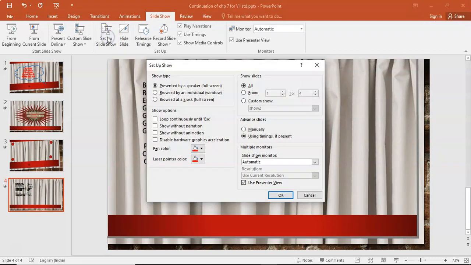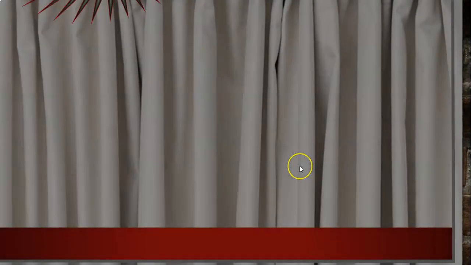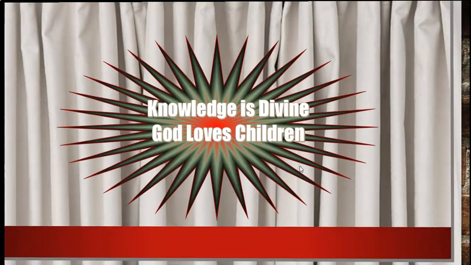What is this? Set Up Show, loop continuously if I want, and then say okay. Now children, here you have an option, custom show. Okay, I want to loop continuously the custom show, not the show one. I want the show to be presented. Okay, so I say okay, and I press F5 or slideshow. You see, this was the one slide and this was the second slide.